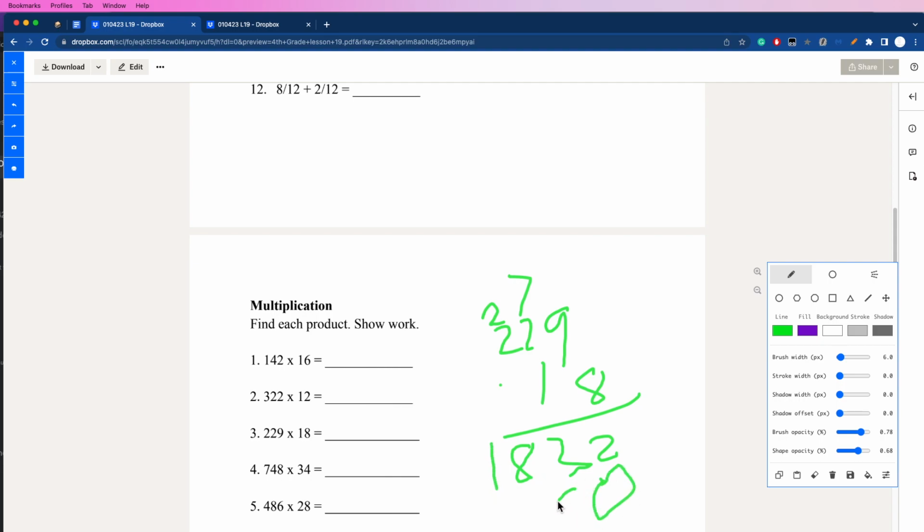0. Add placeholder. 9 times 1 is 9. 2 times 1 is 2. 2 times 1 is 2. Add that up together. 2 plus 0 is 2. 3 plus 9 is 12. 8 plus 2 plus 1 equals 11. 1 plus 1 is 2. 2 is 4. 4,122 is your final answer for number three.